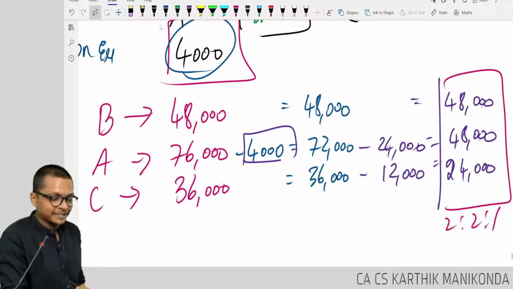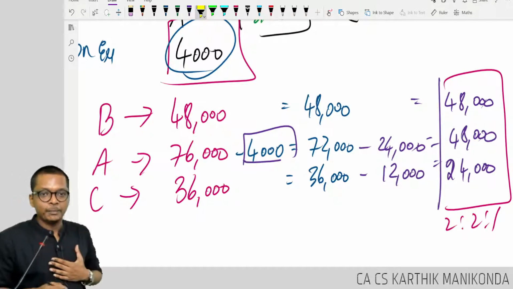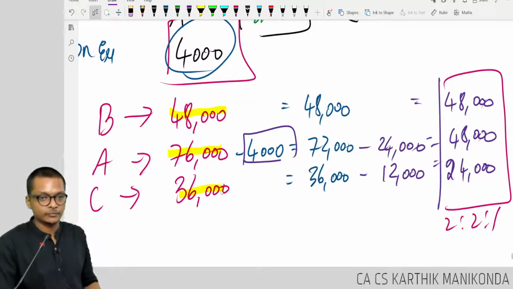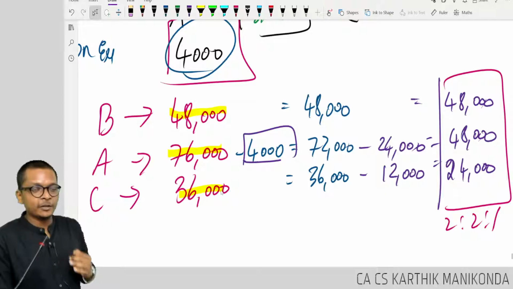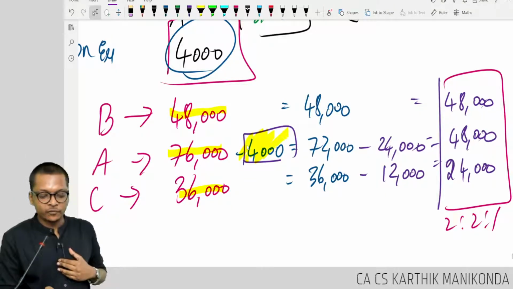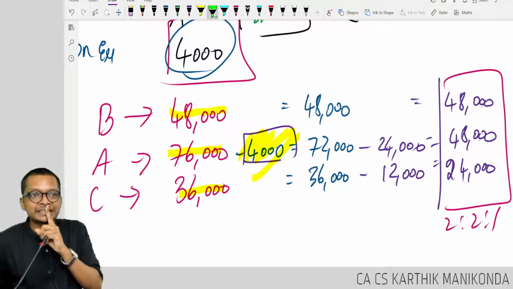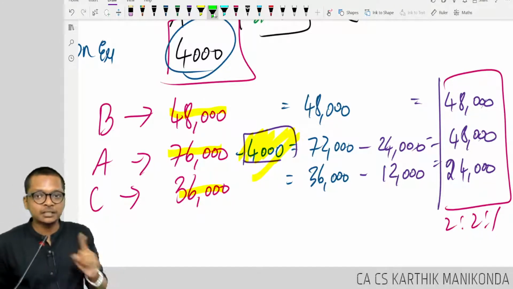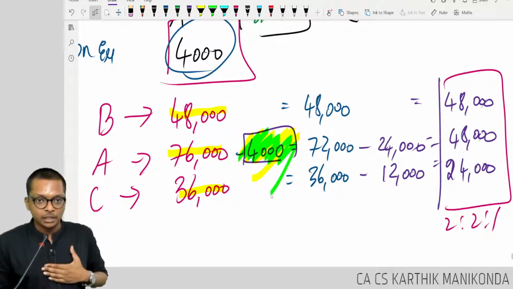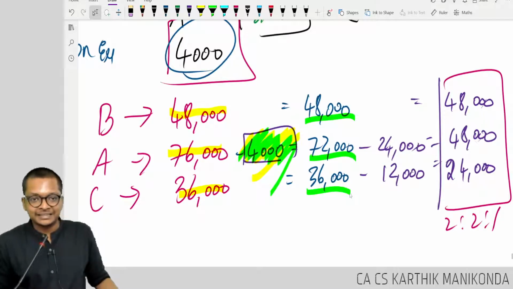Now let me explain this. How to repay the capital? The partners paid 48,000, 76,000 and 36,000. First I will pay whom? A. How much? 4,000. Till I pay 4,000 to A, others should sit silent. After I pay 4,000 to A, the revised capital will become 48,000, 72,000 and 36,000.